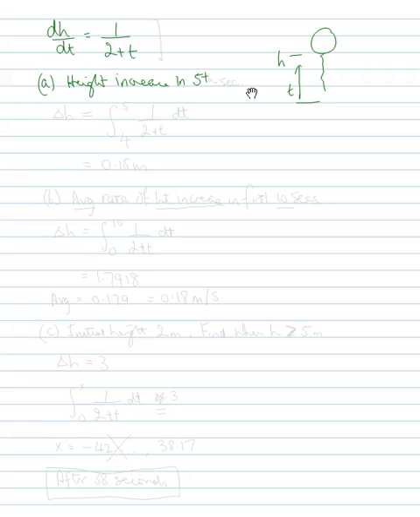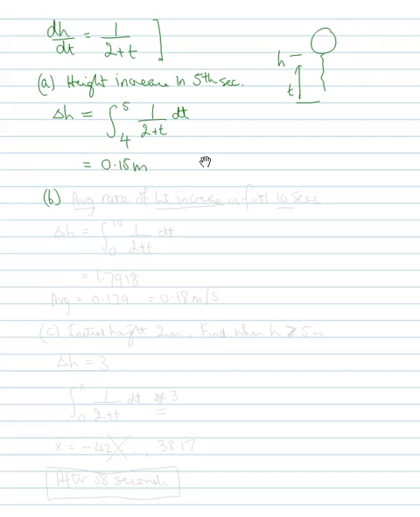in the 5th second. Okay, so time is measured in seconds, and so what we want is the difference in height. So let me just call that delta h, and it's the 5th second, so it's between seconds 4 and 5. So we've already got the derivative, so what we want to do is anti-differentiate it, and for the 5th second it's from 4 to 5, 1 over 2 plus t dt. Okay, and that's easy. Just plug it in the calculator, and you get an answer of, say, 2 decimal places, 0.15 meters.